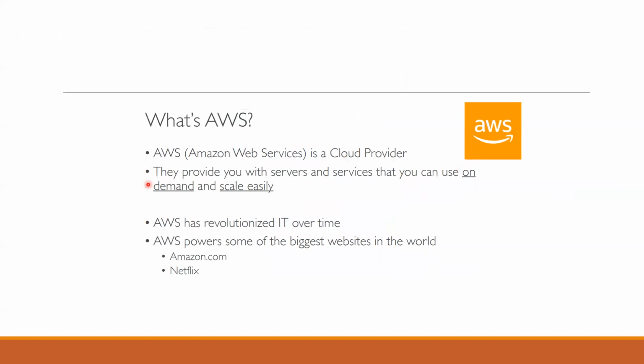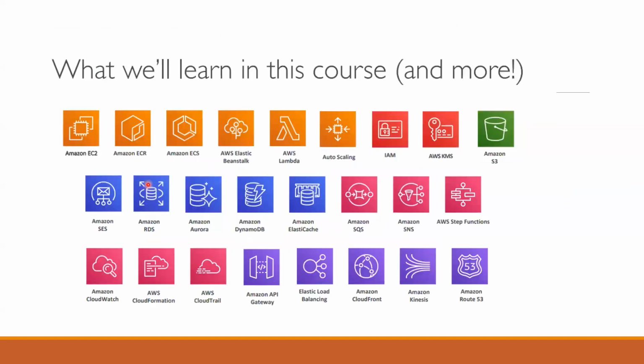What is Amazon Web Services? AWS is a cloud provider. They provide services and servers that you can use on demand and scale easily. AWS has revolutionized IT over time. AWS powers some of the biggest websites in the world. So what are the biggest websites? Amazon.com also uses Amazon Web Services, and Netflix also uses Amazon Web Services.